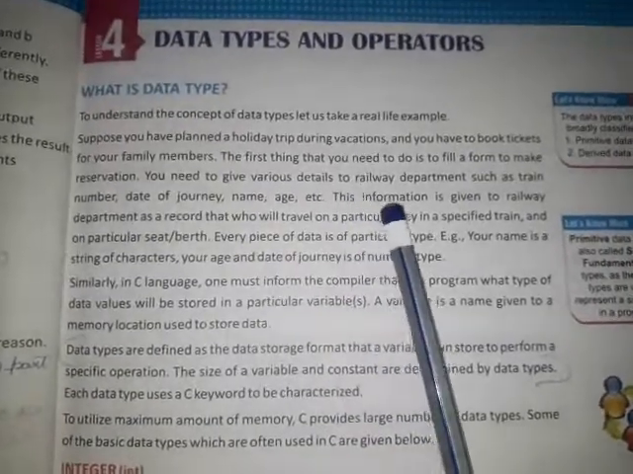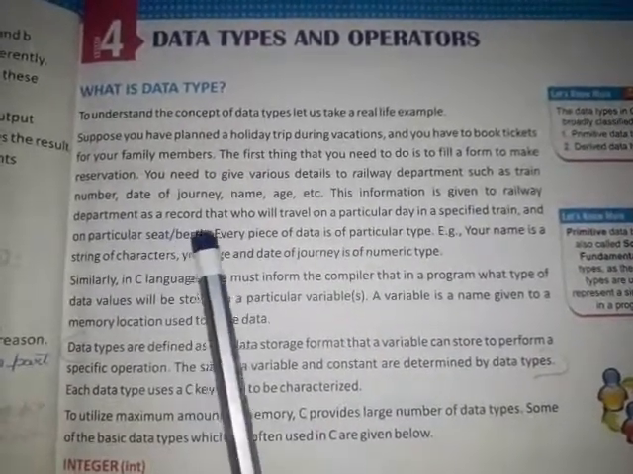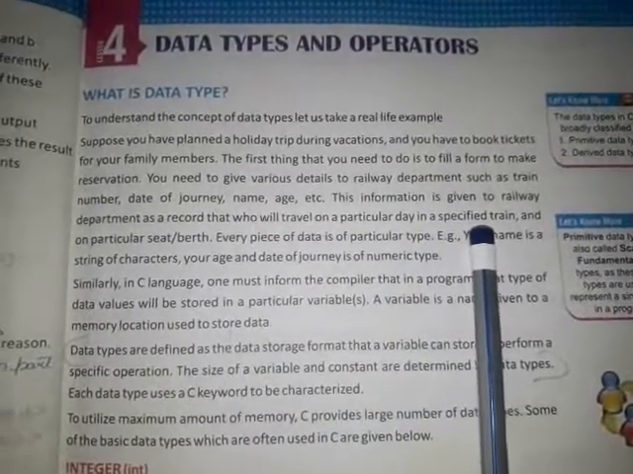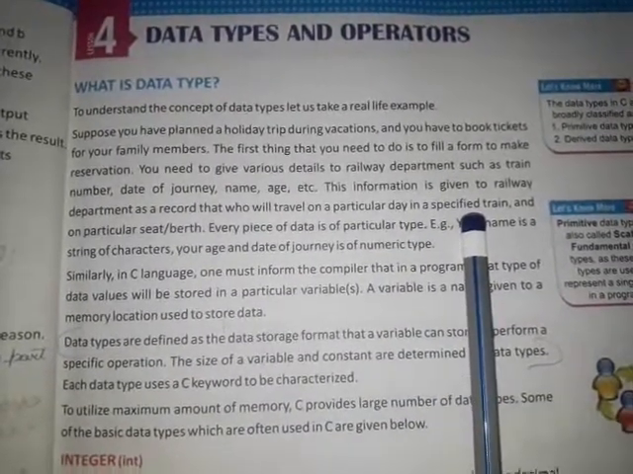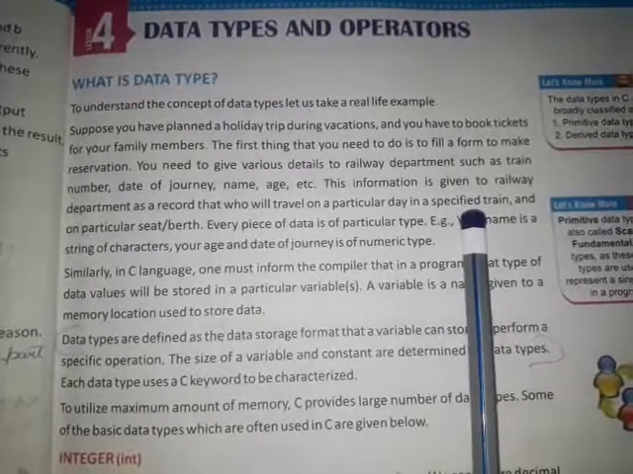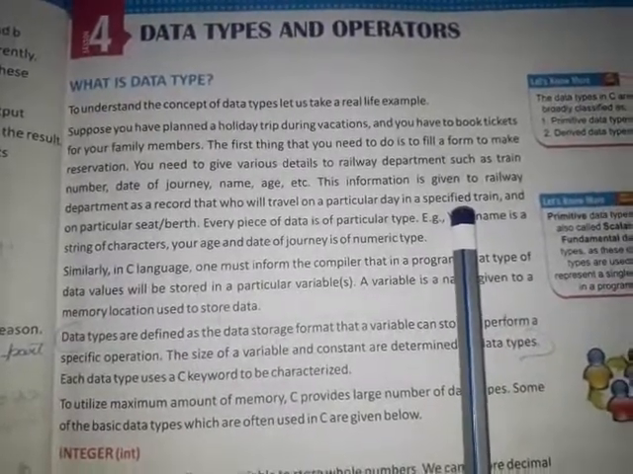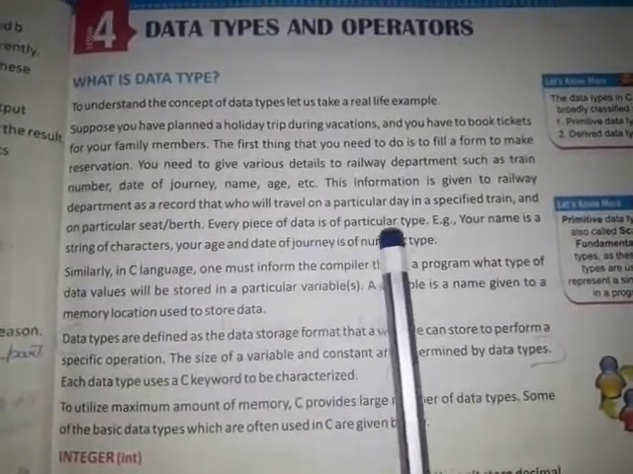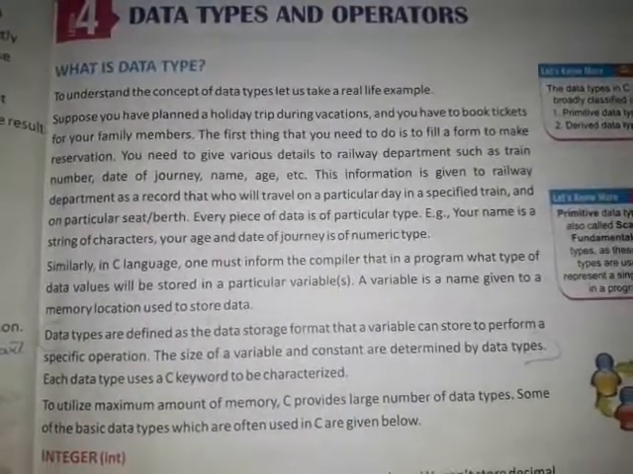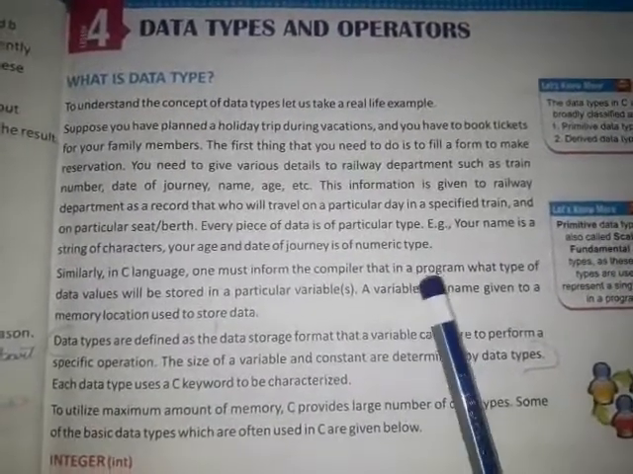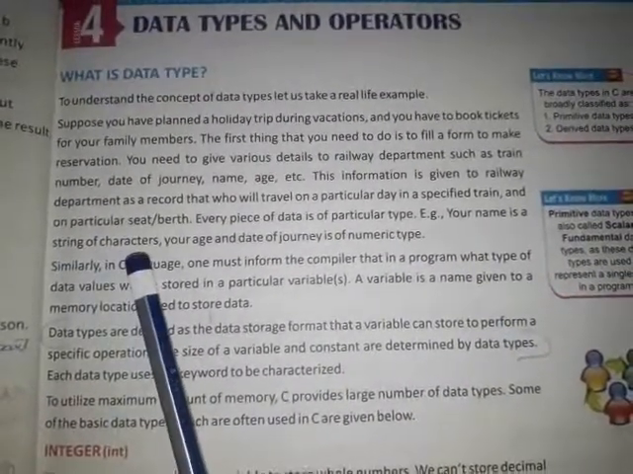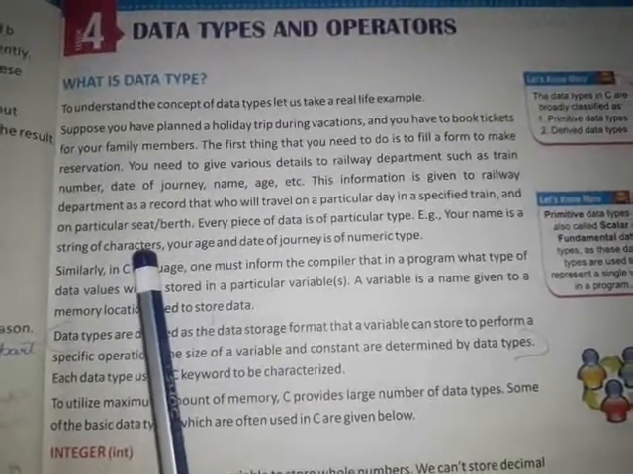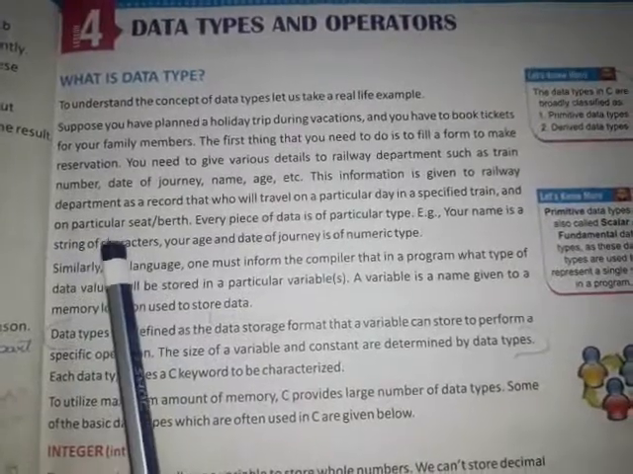This information is given to the railway department as a record of who will travel on a particular day in a specific train. Railway needs this information. They want to know who is traveling on that particular day with which train and on a particular seat berth. Every piece of data is of a particular type. The information you fill is of different types, such as your name is a string of characters. Your name is a string of characters means your name is a group of characters.